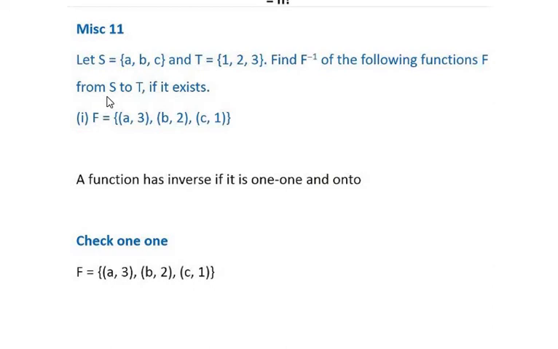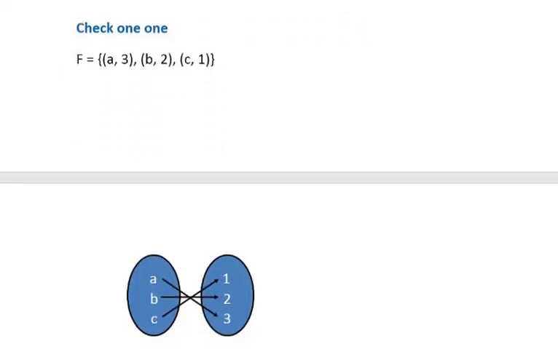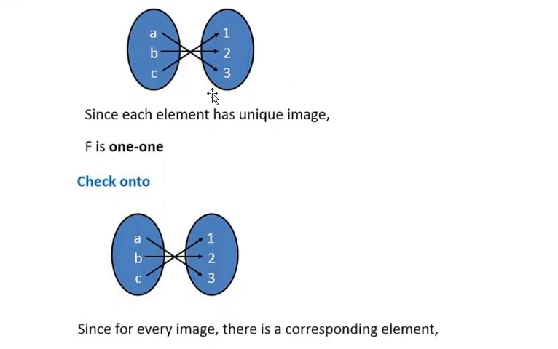So first of all, we need to check whether f inverse exists or not. For that, we need to check whether the function is 1-1 and onto or not. So let us check the 1-1ness. Here f is given by a→3, b→2 and c→1. Let us see through a Venn diagram. A is related to 3, B is related to 2 and C is related to 1. Since each element has a unique image, we can easily say that f is 1-1.